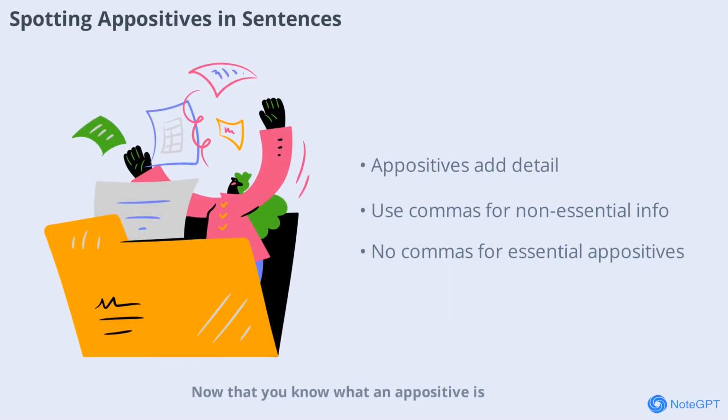Now that you know what an appositive is, let's look at how they appear in everyday sentences. Take this example. The captain ordered the ship's carpenters to assemble the shallop, a large rowboat. Here, a large rowboat is the appositive, giving us more information about the shallop. Sometimes appositives are set off by commas, especially when the extra information isn't essential to the meaning of the sentence.